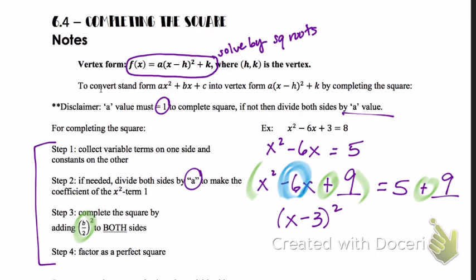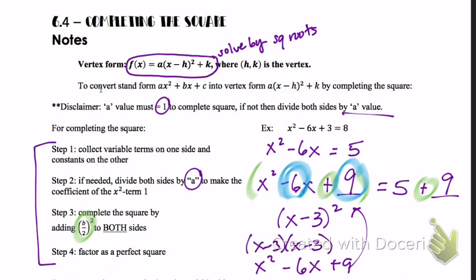Does everyone see how I factored that? It's becoming a perfect square. If I actually wrote out x minus 3 squared, I would end up getting x squared minus 6x plus 9. I would get back to where I started. So what you're doing is trying to find a value that goes in this slot that creates a perfect square on the left so that you can eventually put it into vertex form.